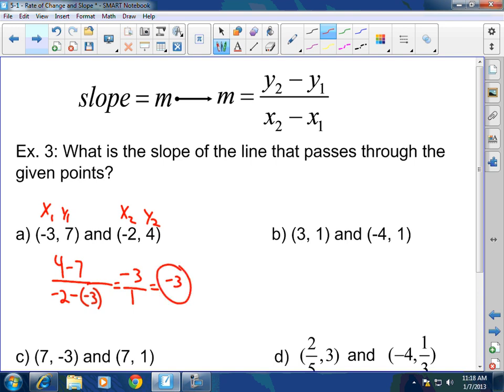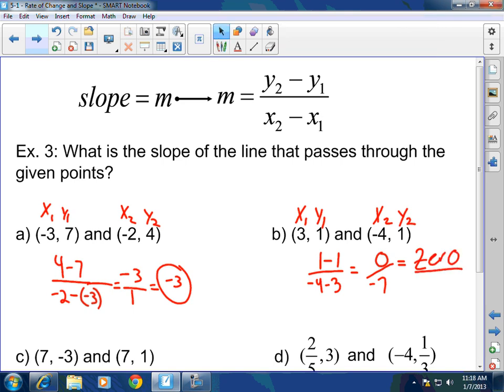Well done. B, x1, y1, x2, y2. Pay attention to this one because this is a little trick. y2 minus y1 over x2 minus x1. Wait a second, that's 0 over negative 7. What kind of a slope is that? Zero slope. Now, here's the trick.